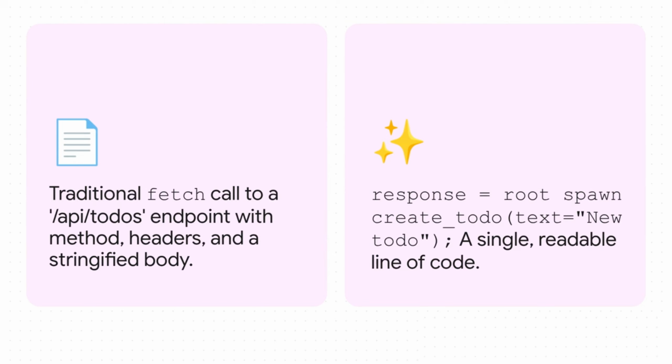Just look. On the left, you've got all that JavaScript fetch boilerplate. On the right, you have the JAC way. It is one single, beautiful, readable line. You grab your data object, here it's the root of the data graph, and you literally just spawn the create-to-do function on it, passing in your new to-do text. Boom, done. All that networking code, gone, vanished.